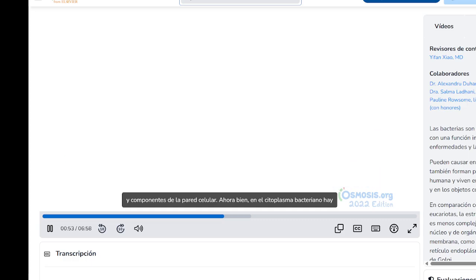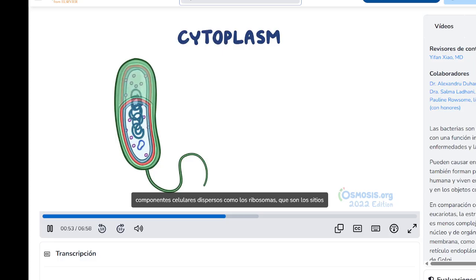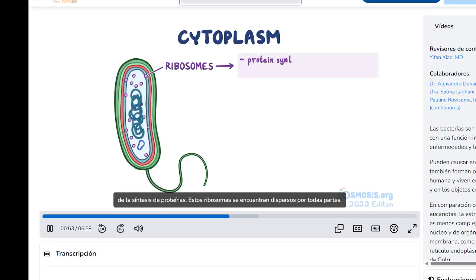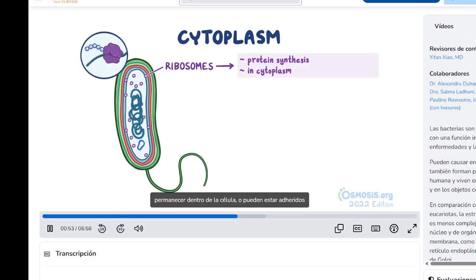Now, in the bacterial cytoplasm, there are scattered cell components such as ribosomes, which are the sites of protein synthesis. These ribosomes can be found spread all over the cytoplasm, where they produce proteins that are destined to remain inside the cell, or they can be attached to the plasma membrane, and they are called plasma membrane-associated ribosomes. And in this case, they make proteins that will reside in the cell envelope or get transported outside the cell.